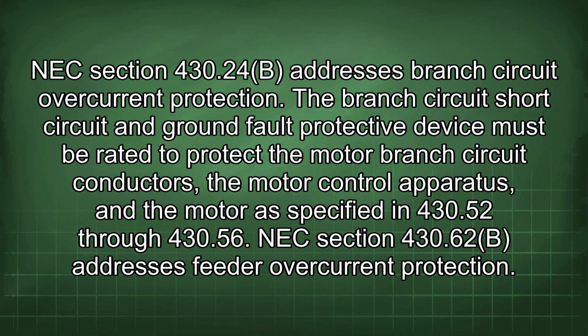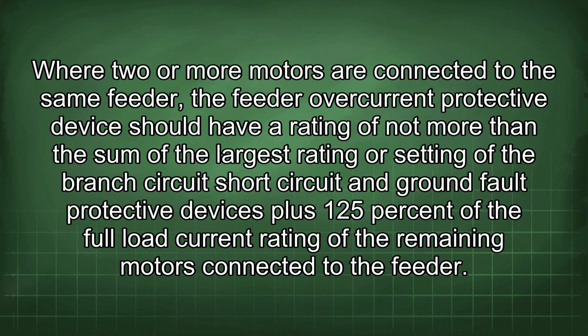NEC Section 430.62(b) addresses feeder overcurrent protection. Where two or more motors are connected to the same feeder, the feeder overcurrent protective device should have a rating of not more than the sum of the largest rating or setting of the branch circuit, short circuit, and ground fault protective devices plus 125% of the full load current rating of the remaining motors connected to the feeder.